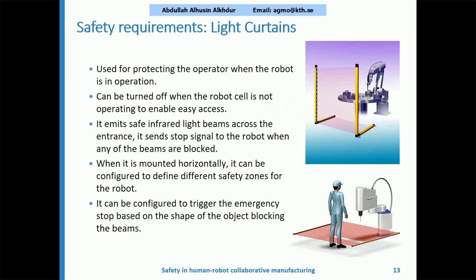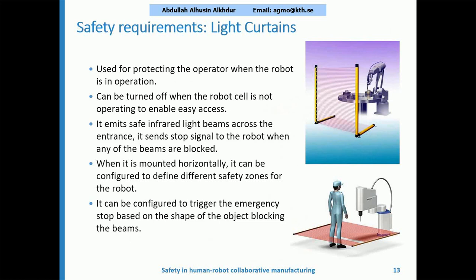So basically it works by emitting a safe infrared light beam across the entrance. It sends a stop signal when the beam is interrupted, and the emergency stop signal is sent to the robot and basically shuts down the robotic work cell.